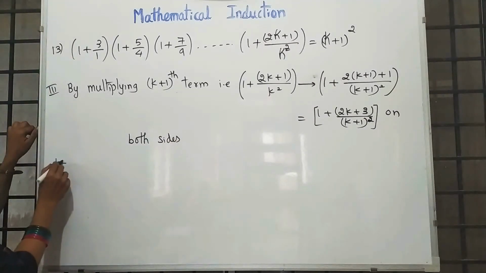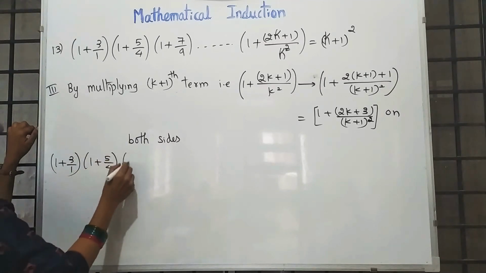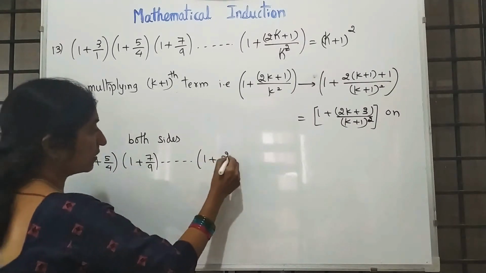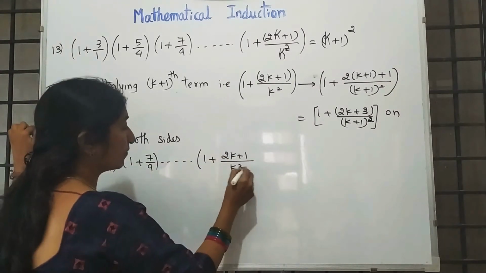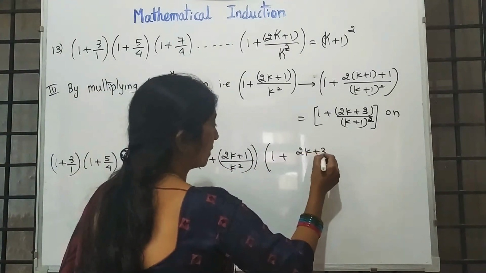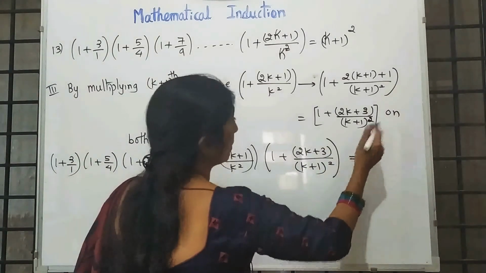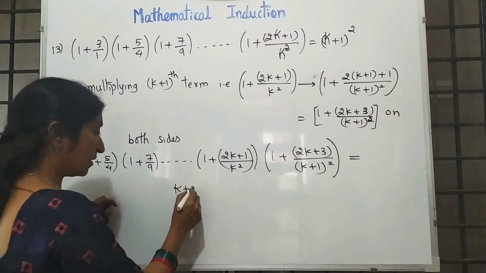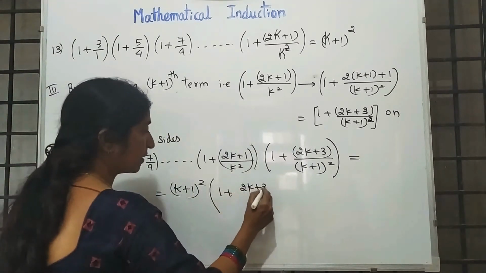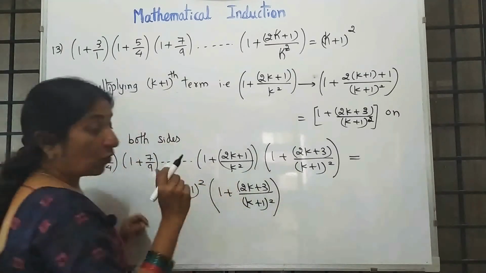Then how we will write? 1 plus 3 by 1, 1 plus 5 by 4, 1 plus 7 by 9, continuation, 1 plus 2k plus 1 upon k square into 1 plus 2k plus 3 upon k plus 1 whole square is equal to, there is no place, I am writing below, k plus 1 whole square into 1 plus 2k plus 3 upon k plus 1 whole square. And students, what is the mistake you are doing?